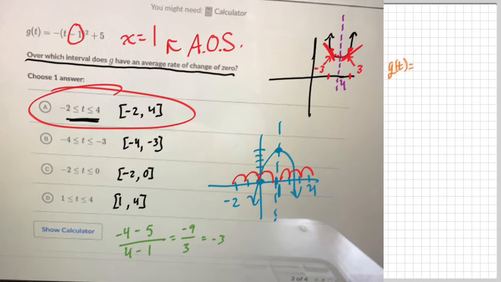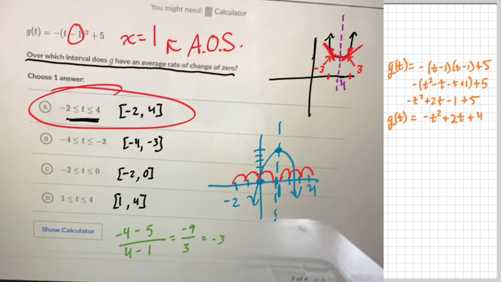But what if you weren't given this form right here? What if you were given a standard form, standard polynomial form? So I'm going to take this and I'm going to rewrite it so that it's in standard polynomial form. First, I have to expand the exponent, then I multiply. And after I multiply, I do a little bit of simplification. Then I add like terms. And then I have the same function, but it's now in polynomial standard form.